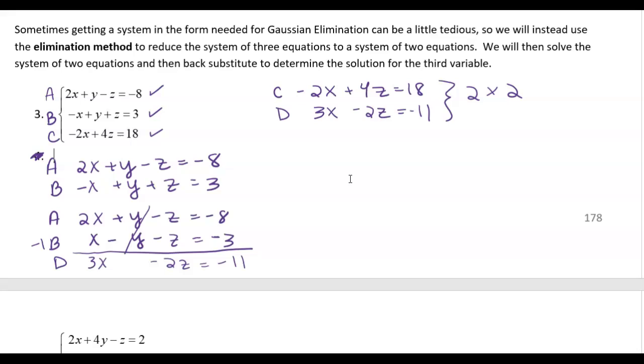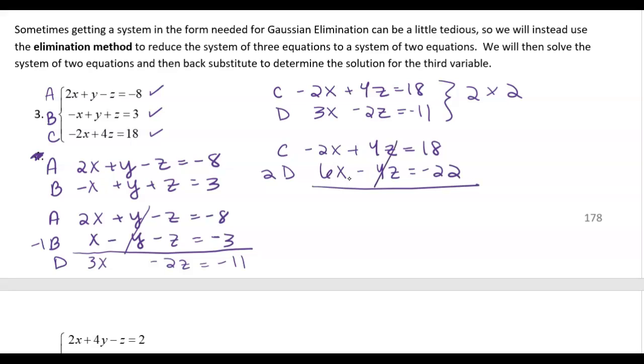So if I want the z's to eliminate, I need to multiply equation D by a 2. So I'm going to leave equation C the same and multiply equation D by a 2. So I'm going to get 6x minus 4z equals negative 22. Draw my line, z's eliminate. You're going to get 4x equals negative 4, and then x will equal negative 1.